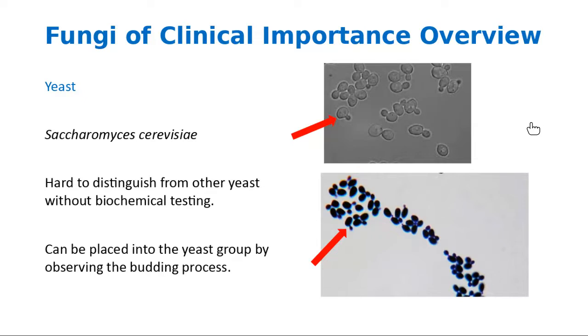And so here you can see my red arrows are pointing to two different microscope slides. One of them is showing an unstained yeast, and the other one is showing stained yeast, right? And so you can see that the budding process is very, very easy to see. Does anybody have any questions about how you identify yeast? Real easy. Okay.